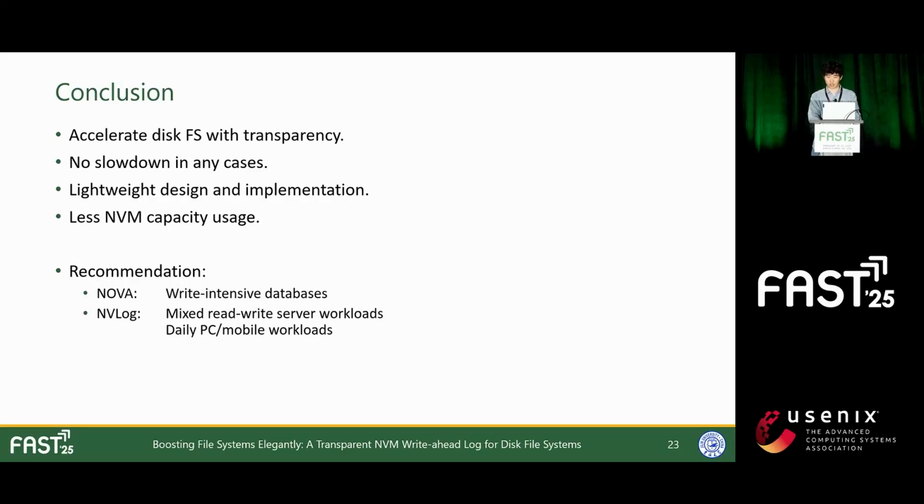Such design ensures that NVLog never causes performance degradation for disk file systems under any circumstances. Besides, we adopted a lightweight design and implementation using only a small amount of NVM space. We believe this painless use of NVM is more likely to be widely accepted by users of legacy storage systems. And we recommend that users running write-intensive databases or similar applications that require lots of bulk synchronous writes choose NOVA. Beyond that, for servers, PCs, and mobile devices with mixed read-write workloads, we believe NVLog holds greater potential.